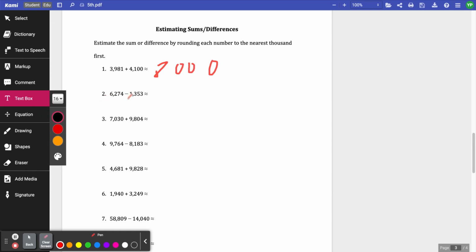And now we look at number 2, 6,274 minus 1,353. 4 minus 3 equals 1. 7 minus 5 equals 2. 2 minus 3, you can't do that, so you borrow from the 6, and the 6 becomes a 5. The 2 becomes a 12. So it's going to be 12 minus 3, which is 9. And it's going to be finally 5 minus 1 equals 4. And here we see that the hundreds place, which is a 9, is 5 or above. So it's going to round up to 5,000.